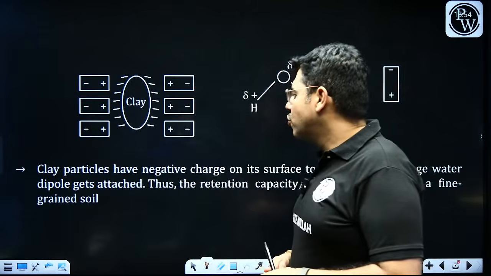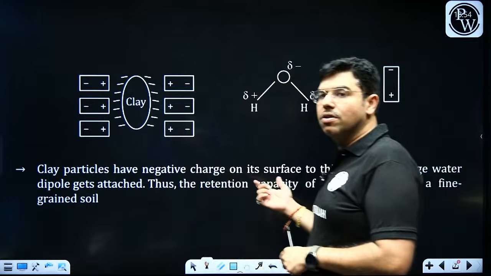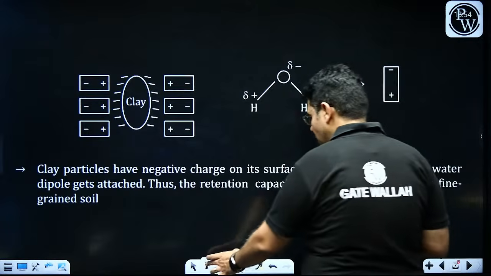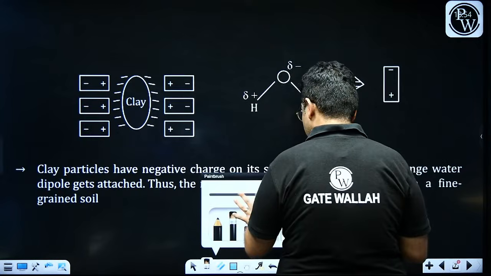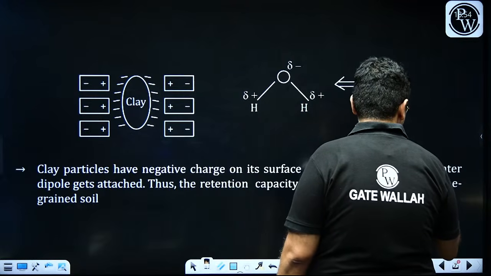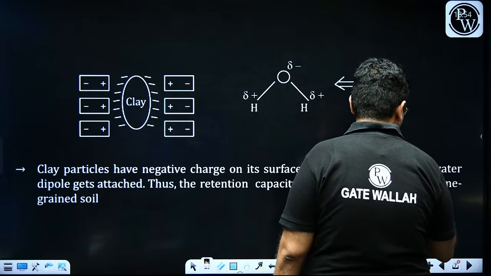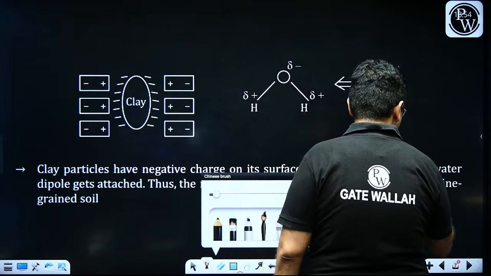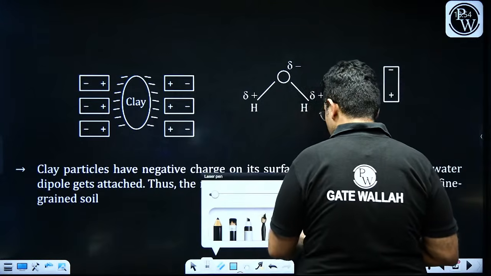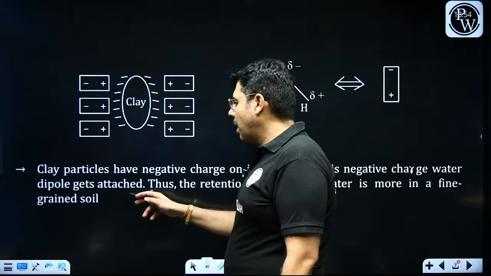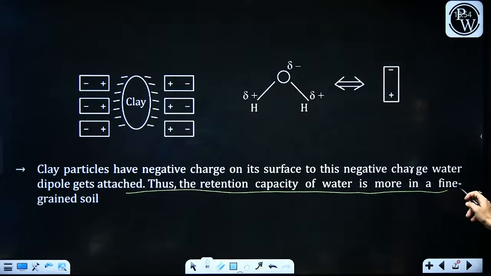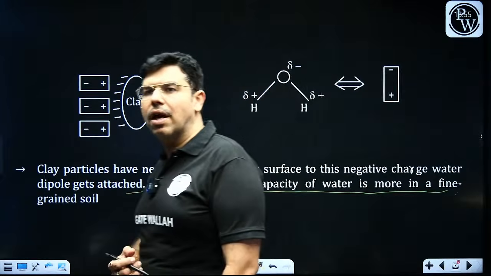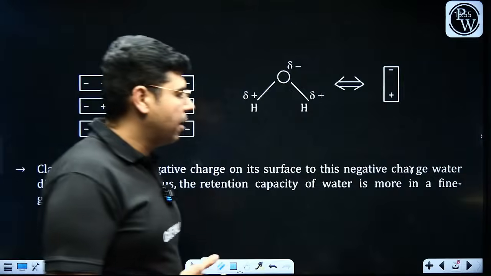Very simple. So, clay particles have negative charge on their surface. To this negative charge, the water dipole gets attached. Thus, the retention capacity of water is more in a fine grained soil. So, the fine grained soil will have a larger water retention capacity. Very good.